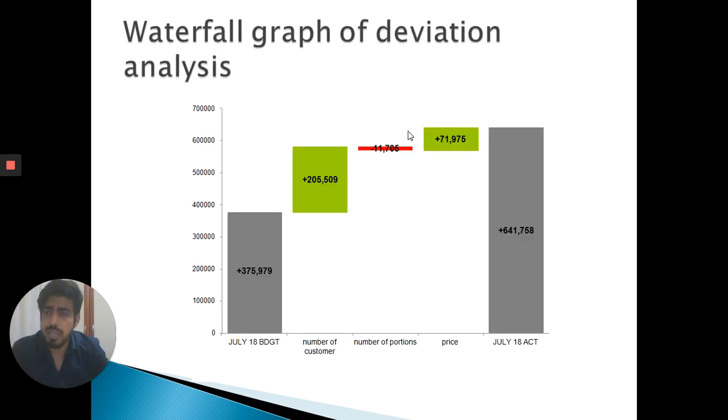So the next thing, the last thing, the waterfall graph. As you can see, I have the revenue, I have the budget approx 3,75,000, and I generated the revenue from that budget is 6,41,000. So I did pretty much good, I think so.